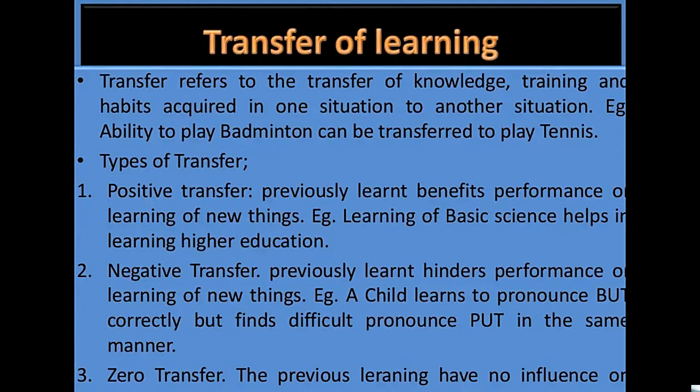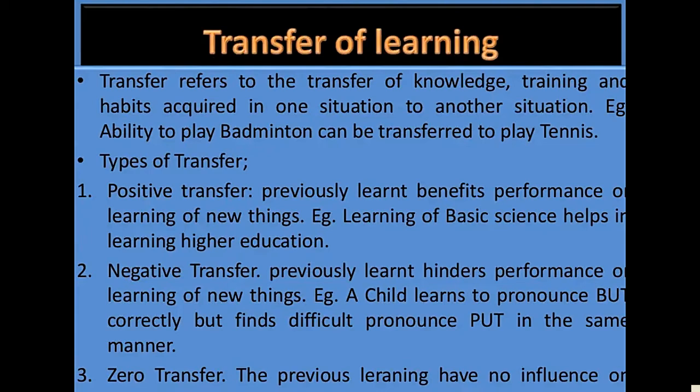Transfer of learning. Transfer of learning is the transfer of knowledge, training, and habits acquired in one situation to another situation. Example: the ability to play badminton can be transferred to playing tennis. Types of transfer. Positive transfer: previously learned material benefits performance or learning of new things. Example: learning of basic science helps in learning higher education.